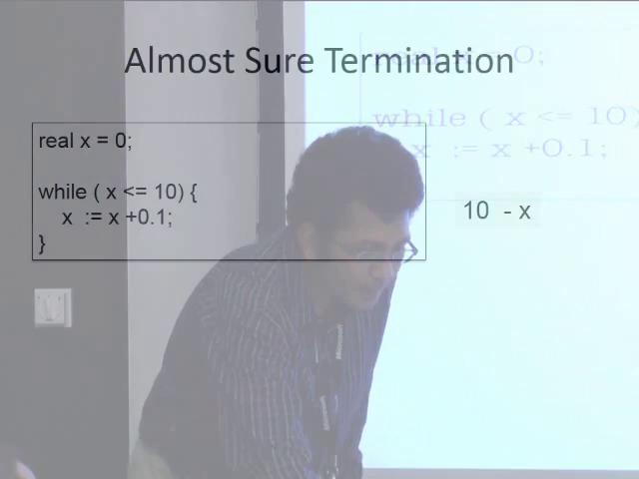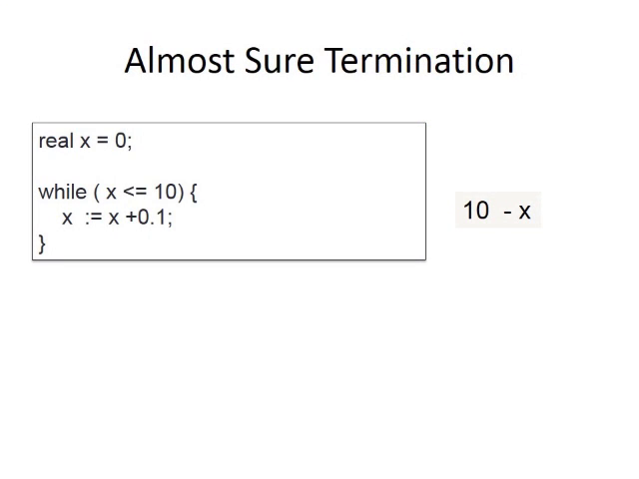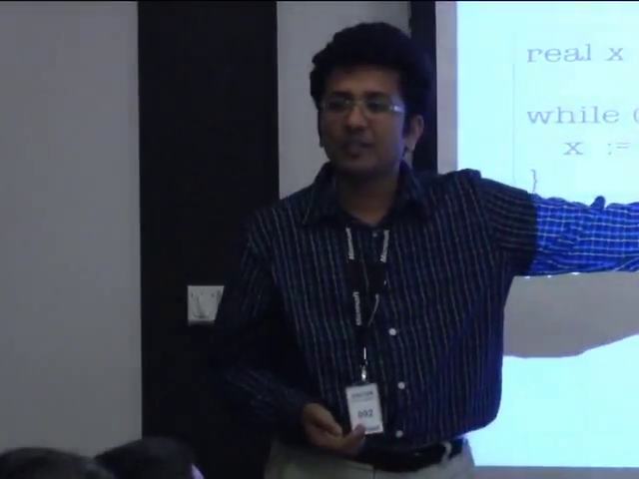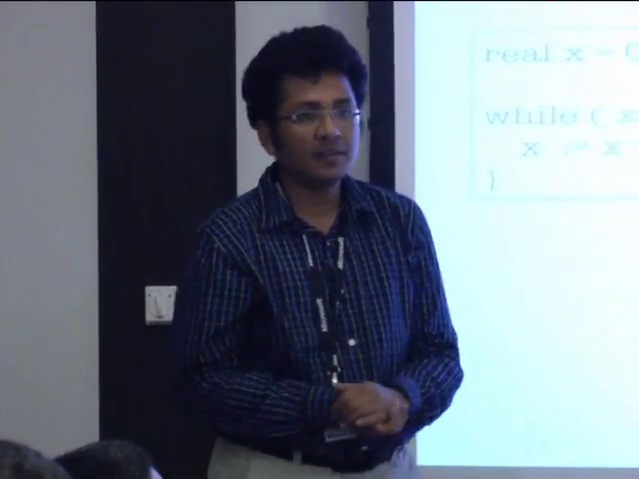So let me give you a one slide overview on termination. Let's take a simple program. Here is a program that terminates. And the way you prove termination is using the ranking function 10 minus x.